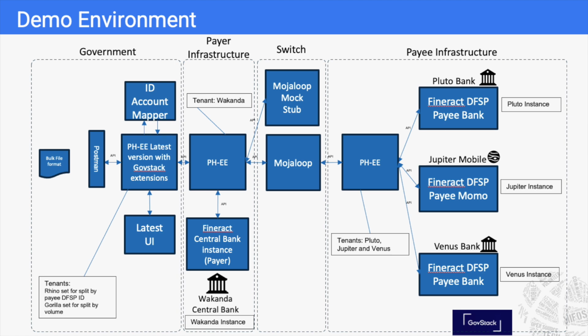We have switch infrastructure in the middle using Mojaloop. We also have a mock stub we use for Mojaloop as well in one of the tests. And then we have the payee infrastructure section. We've got 3 payee DFSPs, one acting as a mobile provider and 2 others acting as bank accounts.